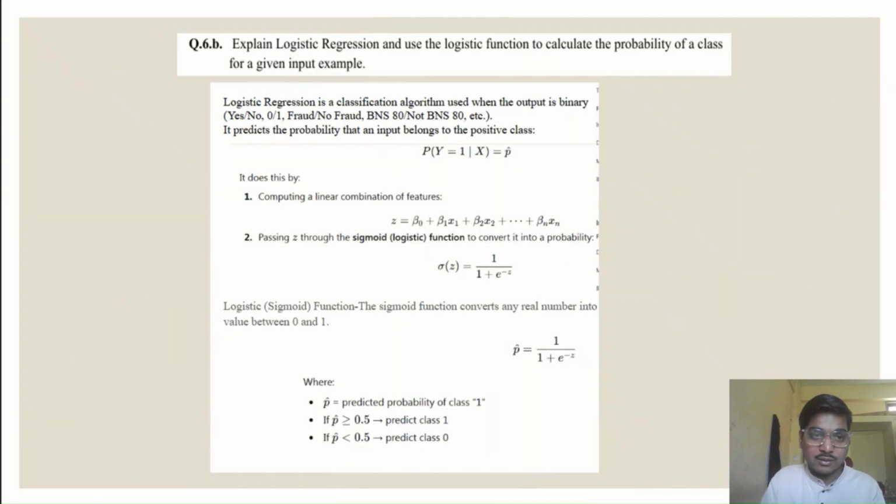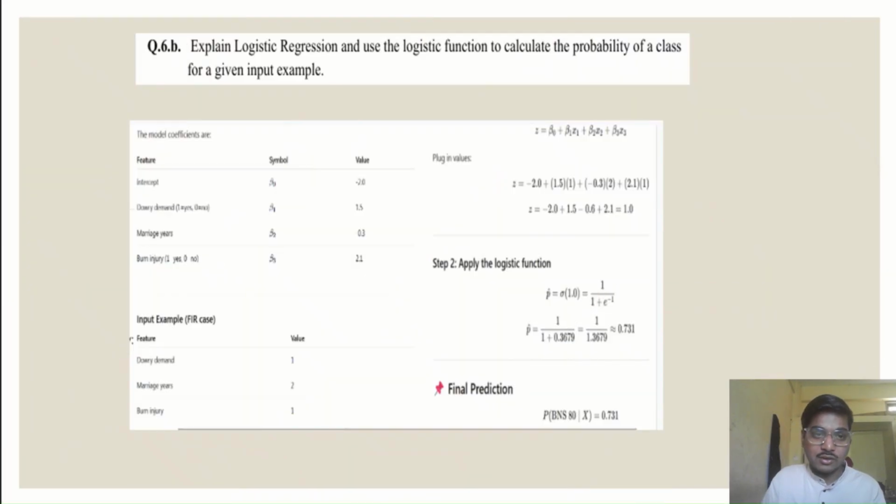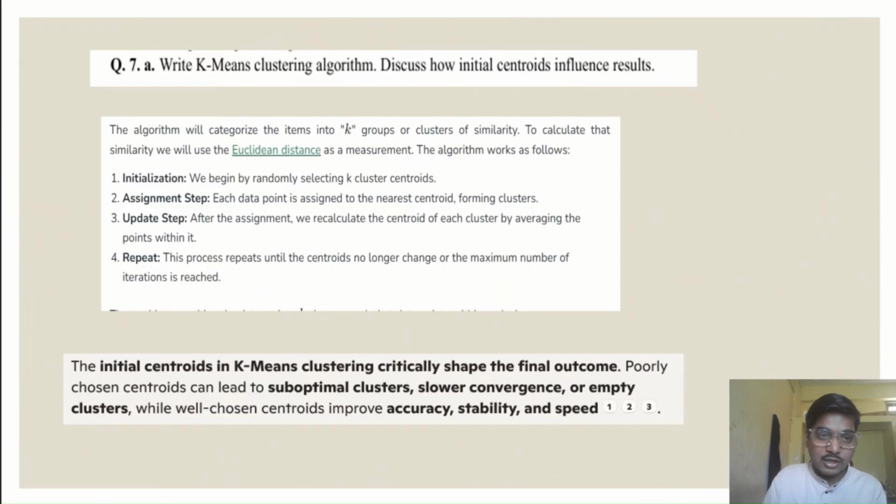So let's begin with the seventh question. The seventh question is asking to write a k-means clustering algorithm and discuss how the initial centroids influence the results. So the k-means clustering algorithm categorizes the items into k groups or clusters of similarity using distance metrics like the Euclidean distance or Minkowski distance with k equal to 1, that is Manhattan distance metric.